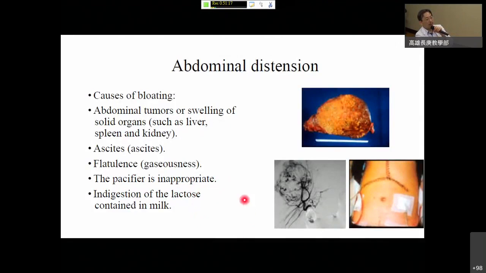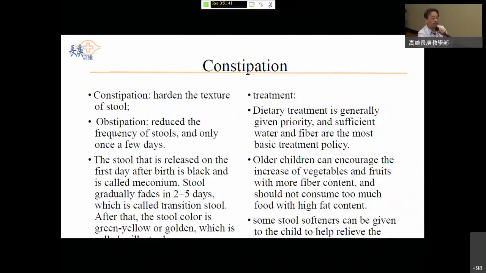However, the most common situation is the ingestion of lactose content in milk. Some of the people have lactose intolerance, okay? It's because they do not have enough lactase to digest lactose. So when you take too much quantity of lactose, you will have abdominal distension, okay?